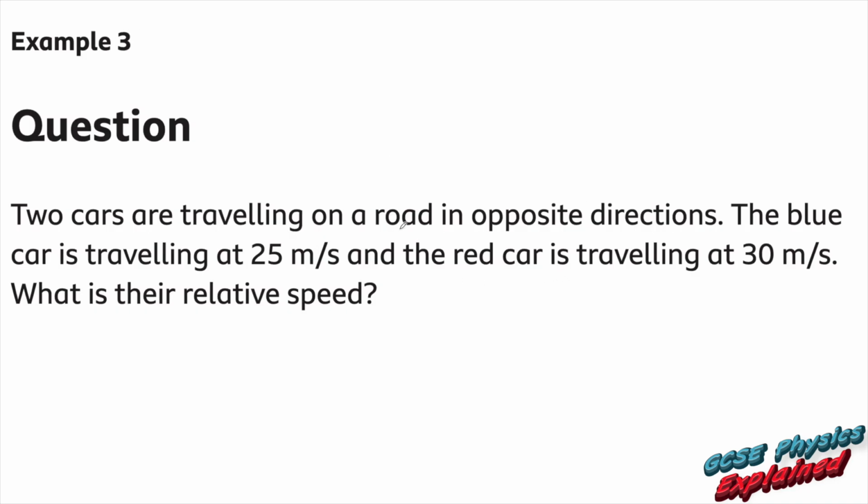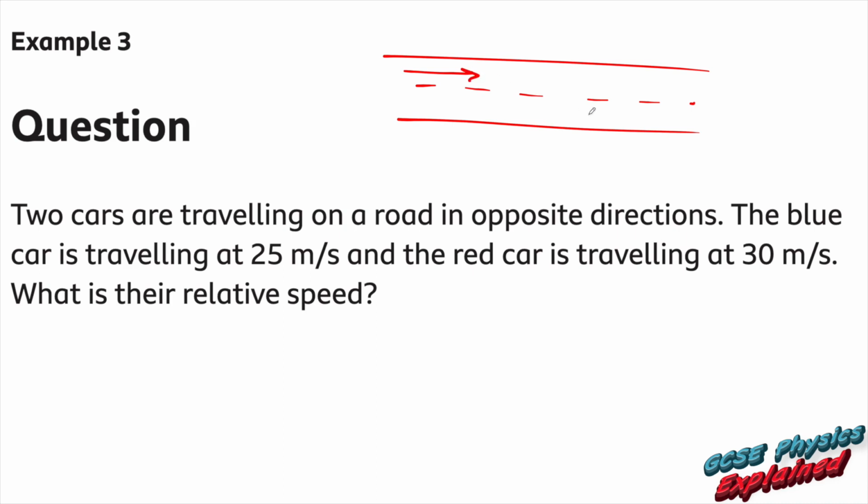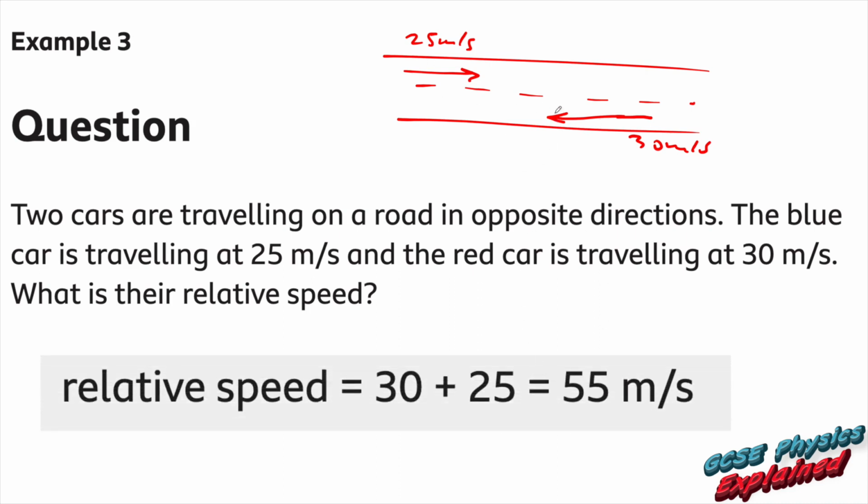And finally, two cars are travelling on a road in opposite directions. There's your road there. So you've got one car coming this way, one car coming this way. The blue car is travelling at 25 meters per second and the red car is travelling at 30 meters per second. I'll do the arrow a bit longer because the length of the arrow represents the size of the speed. What's their relative speed? Right, well, if they were to smash into each other, that's basically going to be like something going into a brick wall at 55 meters per second. All right, add that speed to that speed.